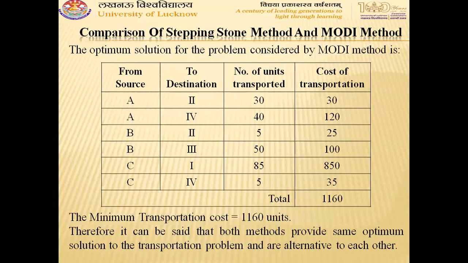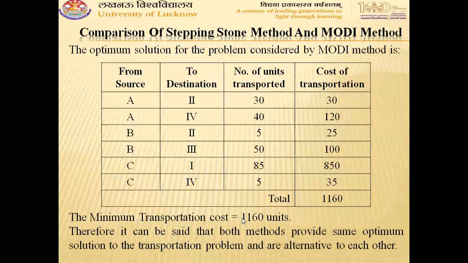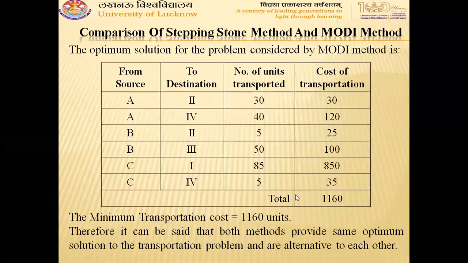and that the optimum solution obtained by modified distribution method or MODI method was same, that is minimum transportation cost obtained by MODI method was 1160. So we can say that both the methods, that is stepping stone method and modified distribution method, give same optimum solution. So we can use any of these.